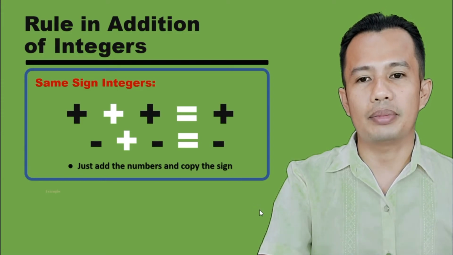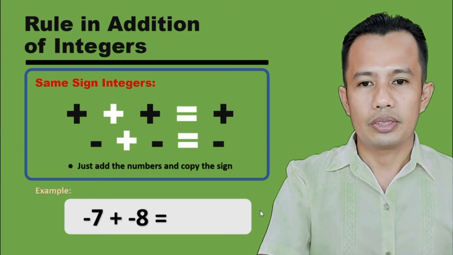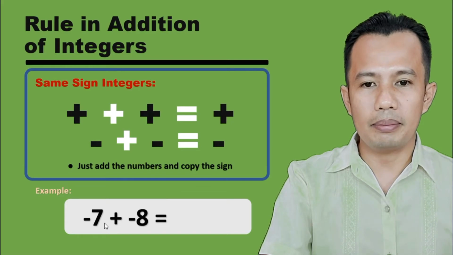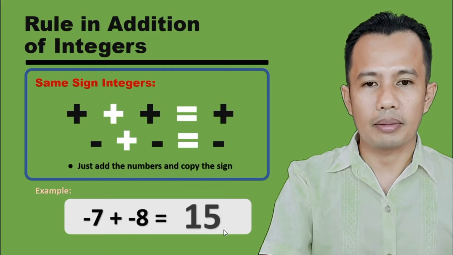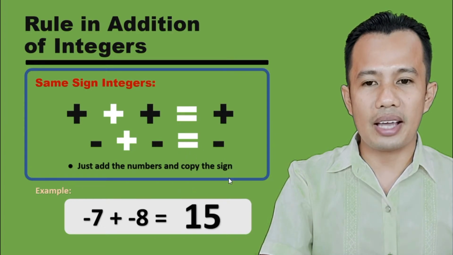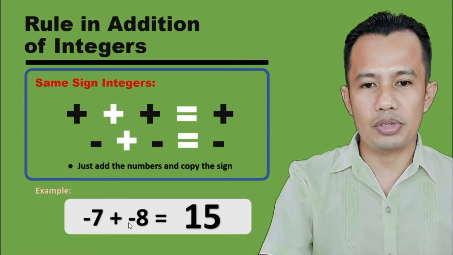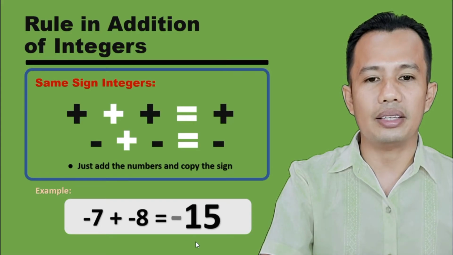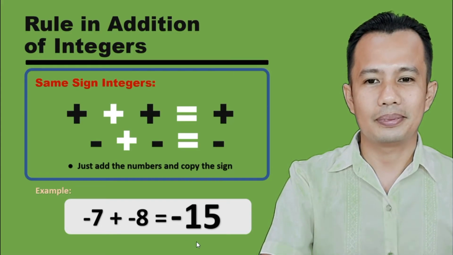Let's have an example here. Just add the numbers. 7 plus 8 is equal to 15. The next step is to copy the sign. Negative, negative. So let's just copy the negative sign.